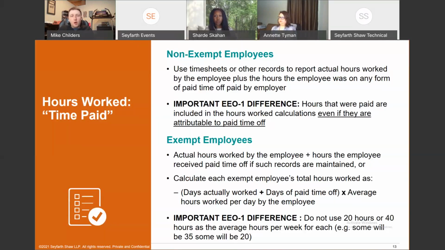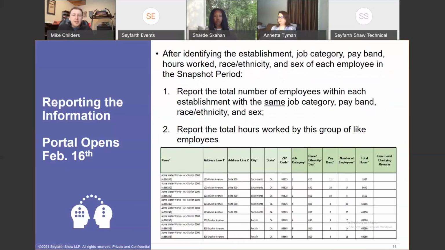And the same goes true for the first section of this. We're reporting aggregated head count for everybody who falls within a group, and then aggregated hours for everybody that falls within a group. So if we can go to the next slide, we'll actually get to see how this looks a little bit in practice.